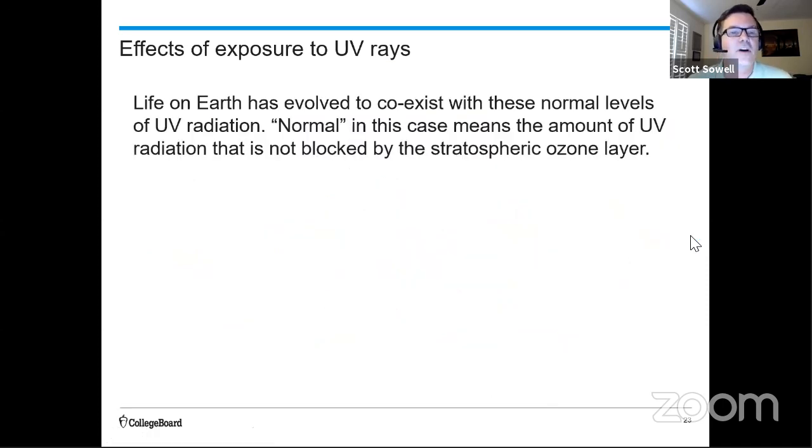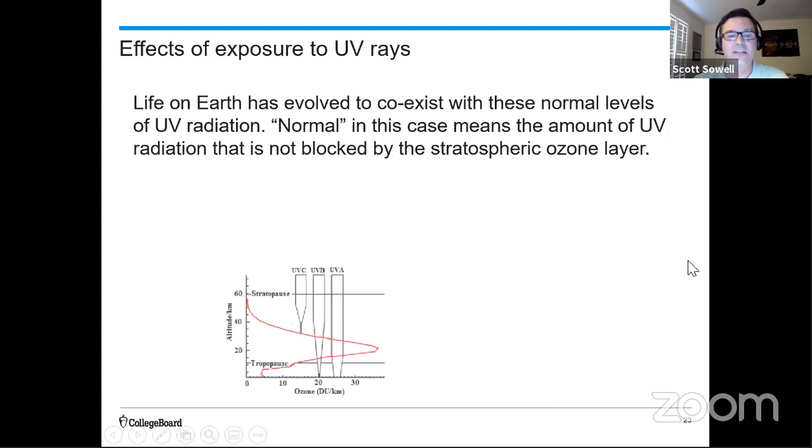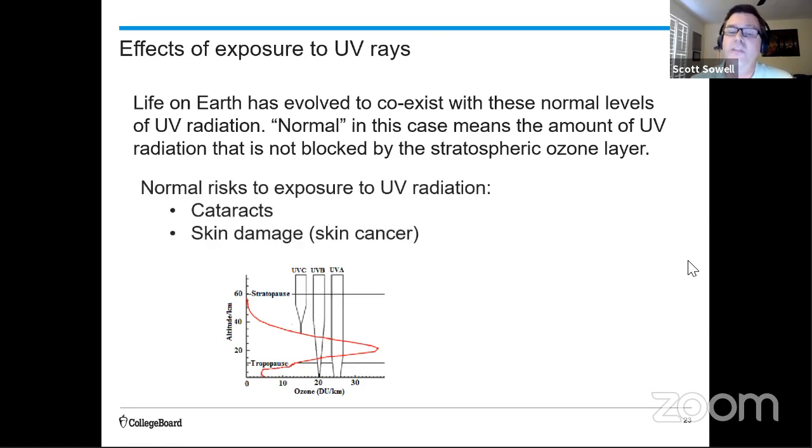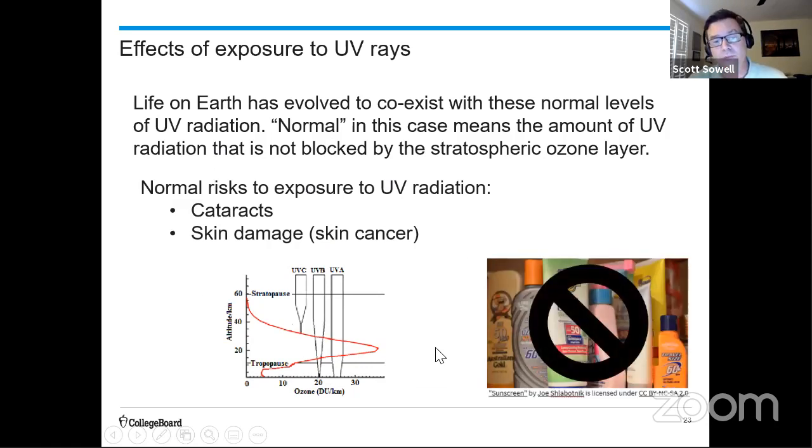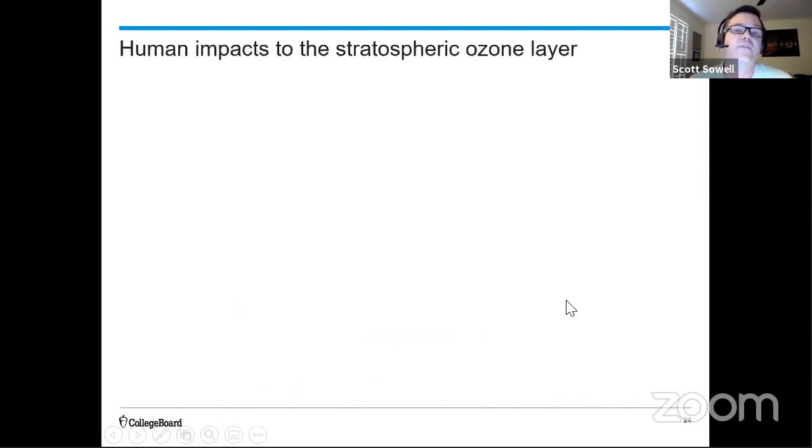So life on Earth has evolved to coexist with these normal levels of UV radiation. And when I say normal, I just mean how much naturally makes it through a robust, strong, normal stratospheric ozone layer. But even with that ozone layer, we still have risks. If we get exposed too much, we have cataracts or skin damage. But that is normally to be expected. Now, if we were to get rid of that stratospheric ozone layer, the risks of these things become much, much greater. And so that's what we've done.